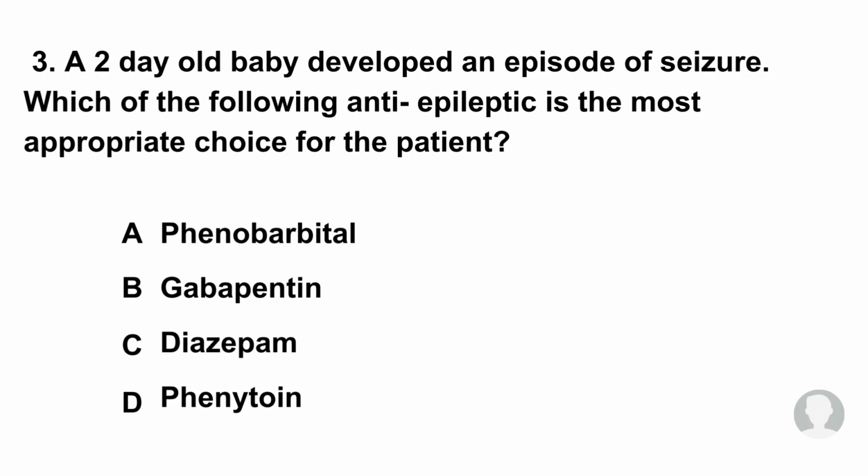Next question is a 2-day old baby developed an episode of seizure. Which of the following anti-epileptic is the most appropriate choice for the patient? Options are phenobarbital, gabapentin, diazepam, and phenytoin. Here, the patient is an infant. The baby is only 2 days old. So, the most appropriate choice for this condition is phenobarbital. So, the answer is option A, phenobarbital.